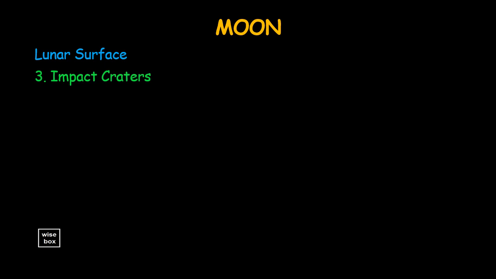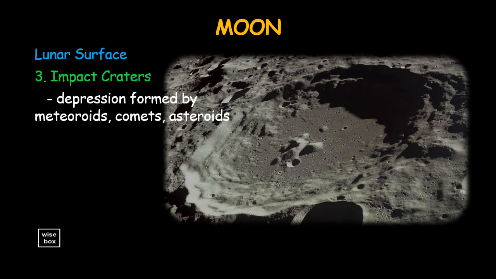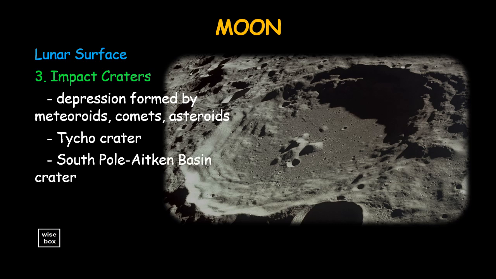Craters dominate the Moon's surface, depressions formed by the impact of meteoroids, comets, and asteroids. These craters range in size, from tiny pits to massive basins. Some notable craters include Tycho, with its prominent rays visible from Earth, and the large South Pole Aitken Basin, one of the largest known impact craters in the Solar System. These craters offer insights into the frequency and scale of impact events in the early Solar System.